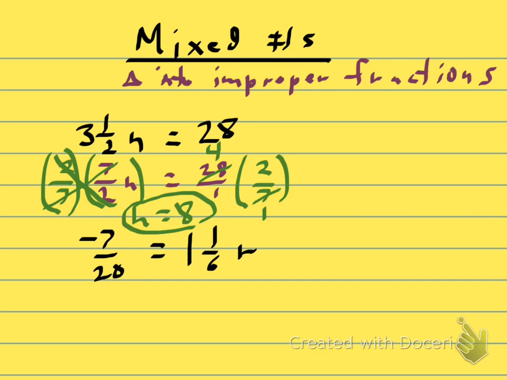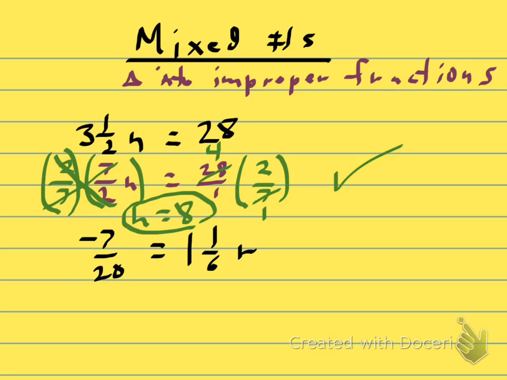Now let's check that for a second. Does it make sense that 3.5 times 8 would equal 28? Well, think about it. What's 3 times 8? Well, 3 times 8 is 24. And then 1/2 of 8 would be another 4 to add on. So of course it checks. It checks perfectly. Okay, so what we're doing is making perfect sense.